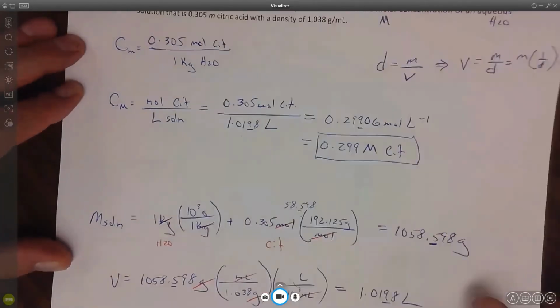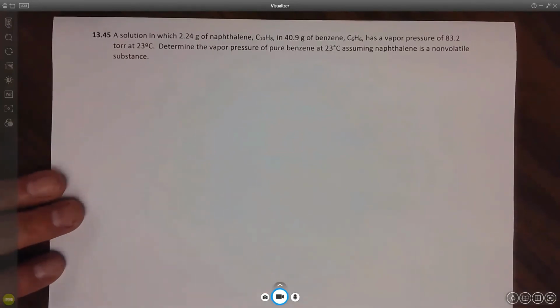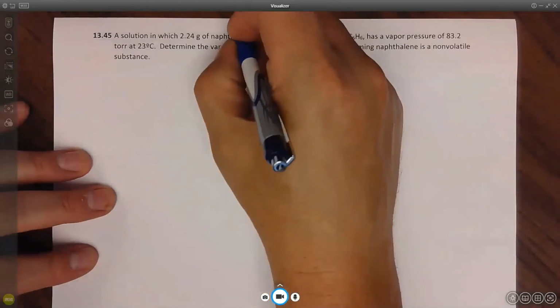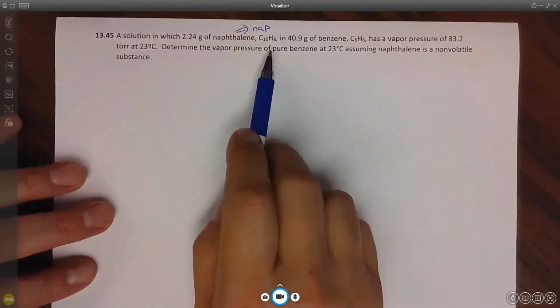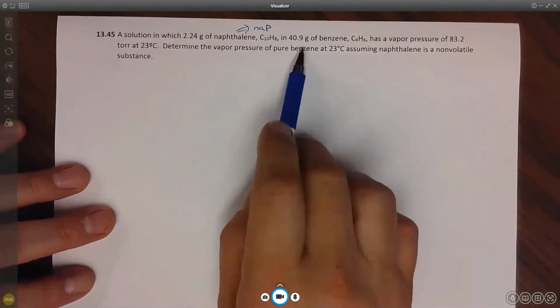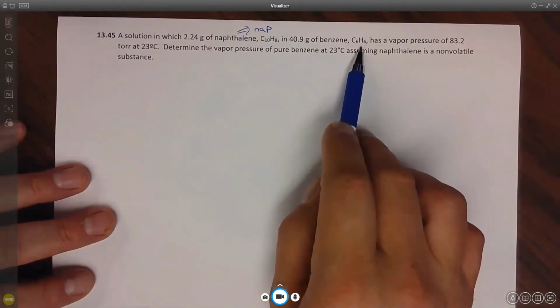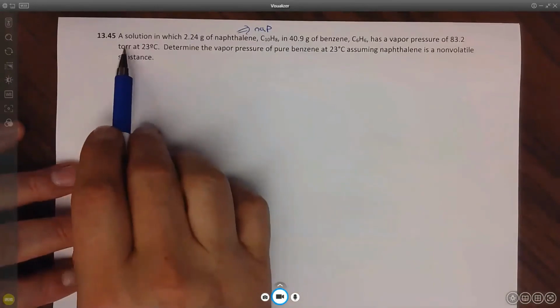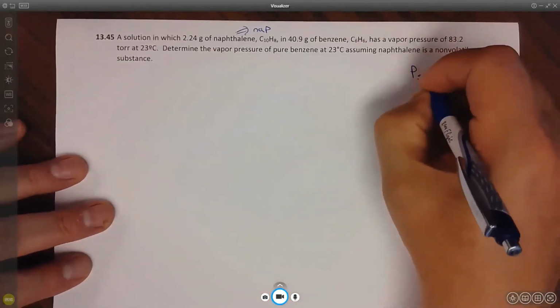Okay, let us try another. So this says a solution in which 2.24 grams of naphthalene, which is C10H8, and I'm going to call this NAP, naphthalene, in 40.9 grams of benzene, which has the formula C6H6. I'll just write that out, it's short enough. Has a vapor pressure of 83.2 torr. So now that's the vapor pressure of the solution, right?